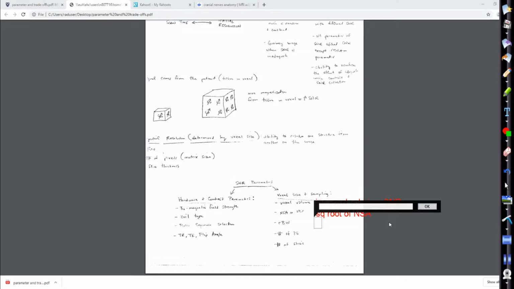Receiver bandwidth. That's when we're collecting the data. If we have a narrow receiver bandwidth, we're going to have increased SNR.